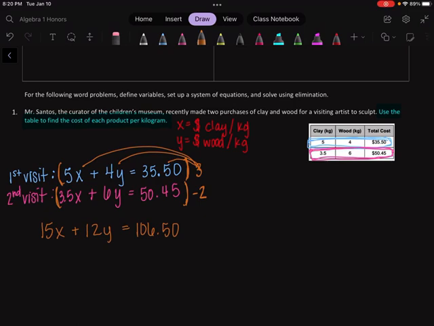All right, now we're going to do the second one. Distribute this negative 2 inside. 3.5 times negative 2, I meant. So that's a negative 7x. Positive 6y times a negative 2 is a negative 12y. And then a negative 2 times 50.45. Oops.